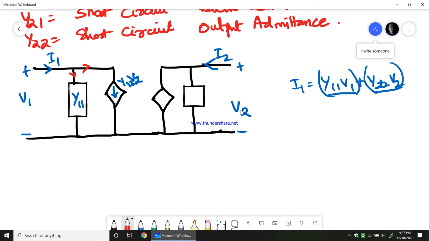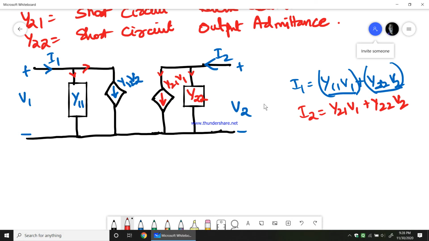Similarly, I2 is equal to Y21 V1 plus Y22 V2. Here was the formula. Therefore in this box it becomes Y22, whereas this becomes the current source with the value Y21 V1. Now I2 is entering and getting divided into two currents. The current through this branch is the voltage across that admittance, V2, multiplied by the admittance, and the current through the other branch is Y21 V1.